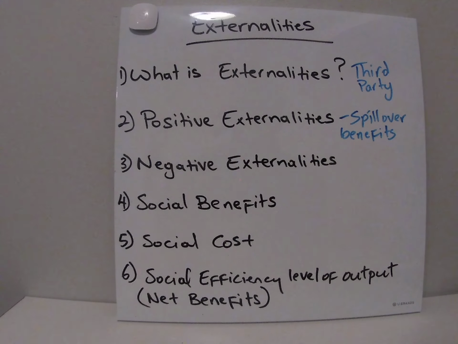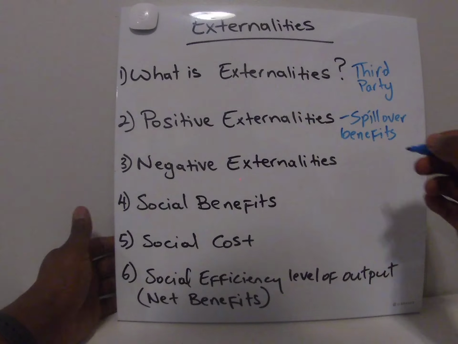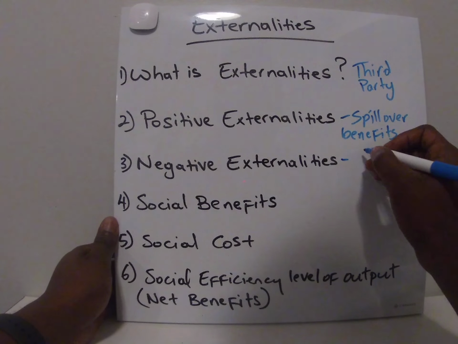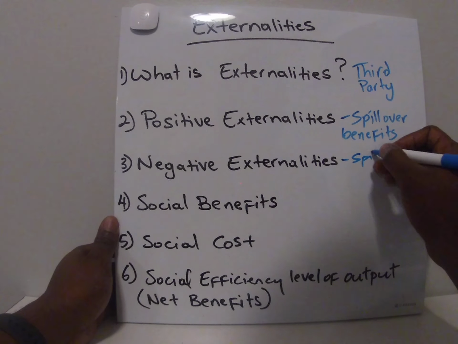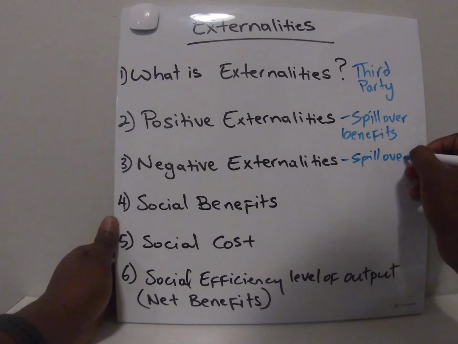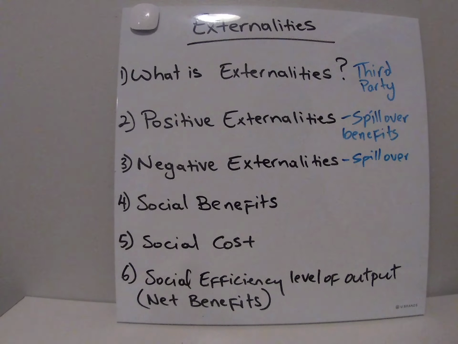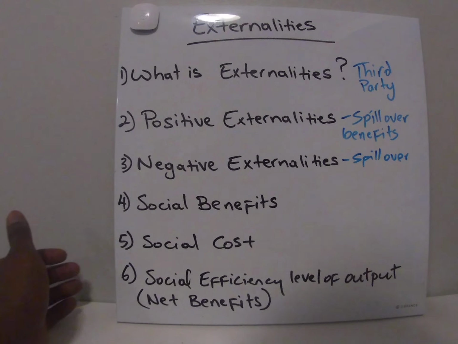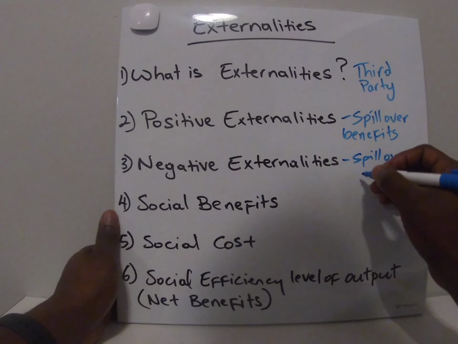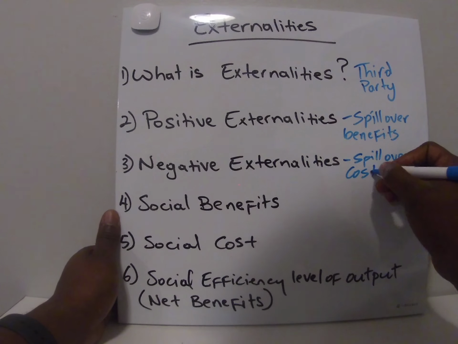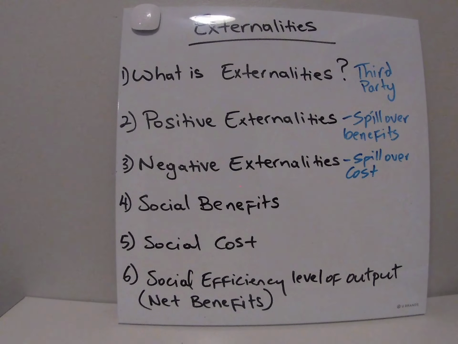All right, let's talk about negative externalities now. A negative externality has to do with the third party as well, and this has to do with you being at a disadvantage. There are some sorts of costs you have to pay. So this has to do with spillover costs that you face.